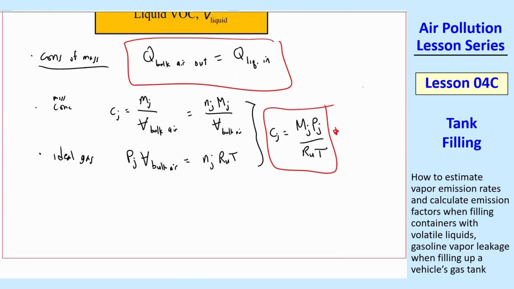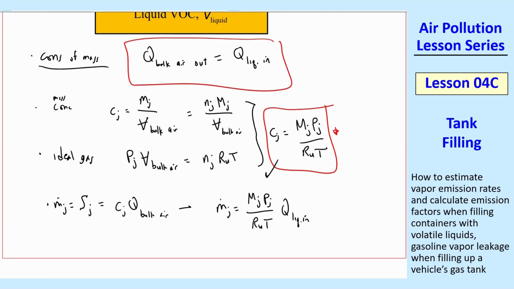And finally then, m dot J, or capital SJ, is, as I said above, CJ Q of the bulk air. So we can write then m dot J is equal to, putting this into that equation, capital MJ PJ over RUT times Q liquid in. And that's our final equation that we get from this to give us everything we need to figure out what m dot J is, or the source strength, due to evaporation when you're filling a tank.